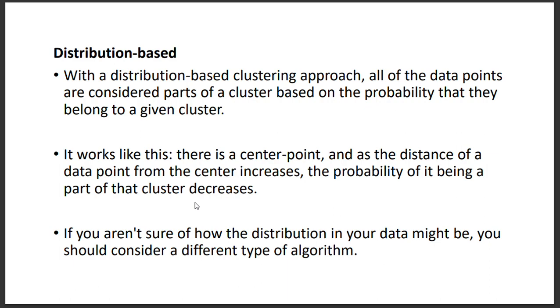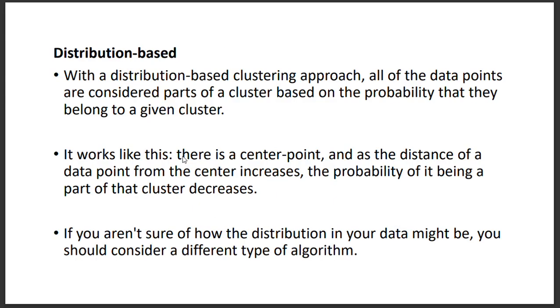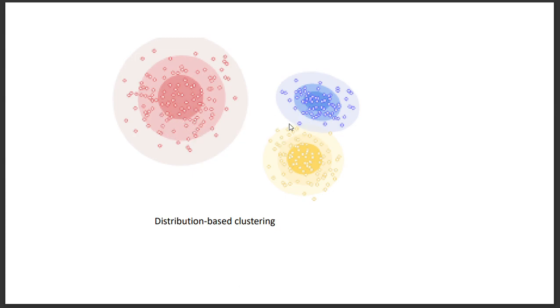If you are not sure about the distribution of your data, you should consider a different type of algorithm. Here is an example of distribution based clustering, like the previously discussed centroid based clustering. It is called distribution based clustering.